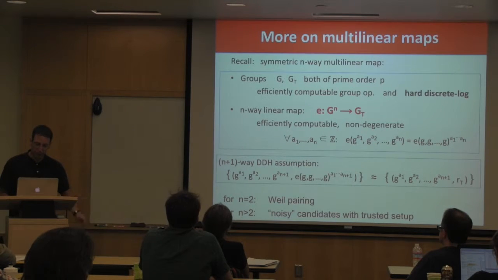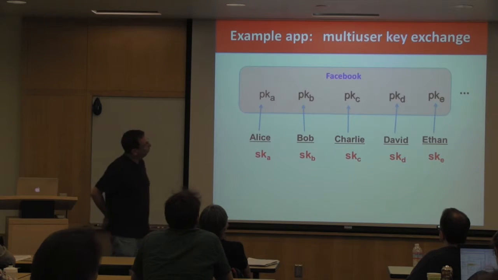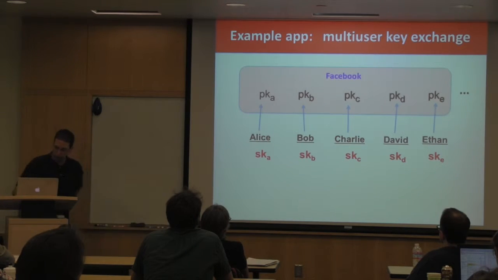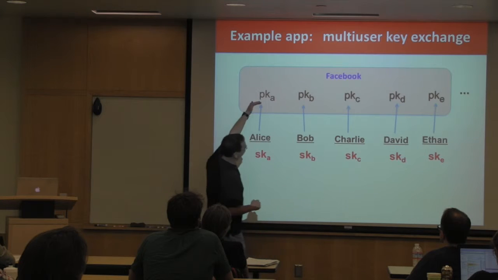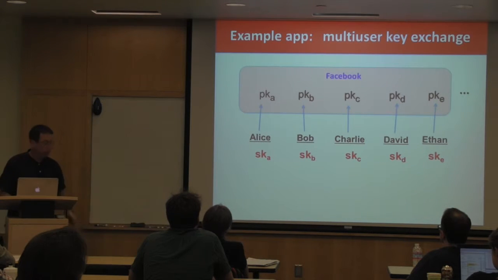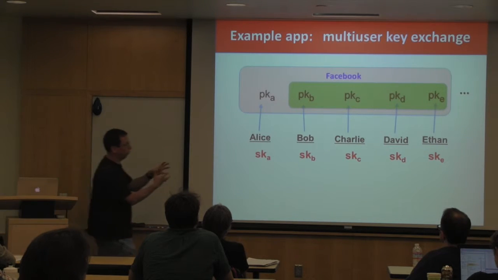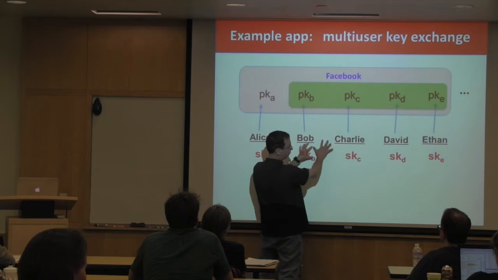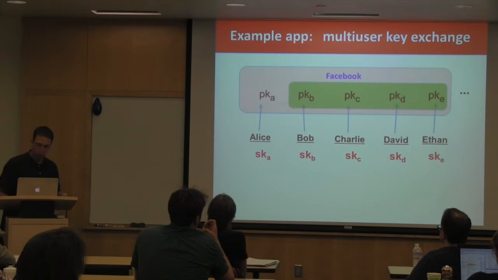Okay, so let me give you an example application for multilinear maps. The problem is what's called multi-user key exchange. Here's the problem; I can explain it very easily. We have these people on Facebook. They each have a secret key, and they post to their public profile a corresponding public key. Now a bunch of them want to get together and generate a group key. So 4 of them want a shared key that no one but these 4 will know.